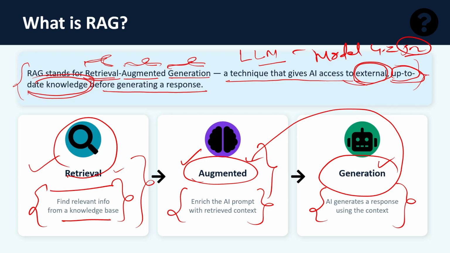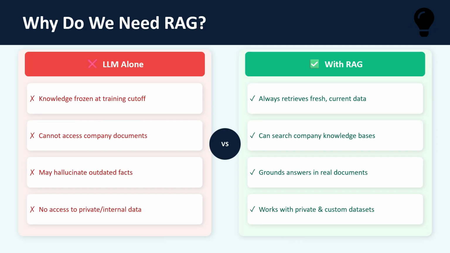Now, how does it work with the LLM? What is the role of the LLM here? If we do a small comparison of LLM and RAG, the LLM's knowledge is frozen at the training cutoff. What does it mean? As I said, the LLM is trained on a humongous amount of data. Suppose that today, after the complete training, a model has been created, like the 4.2 model of ChatGPT or maybe Claude. Now it is trained on the data that is available till today.